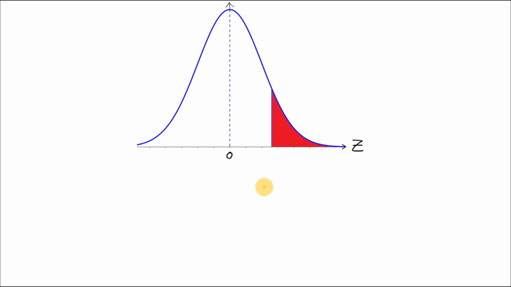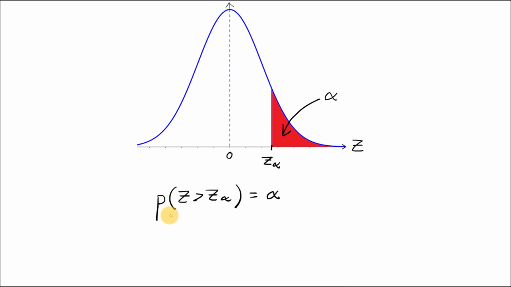From a probability table, you can find out the probability of this red area here, and let's call that alpha. The value on the z-axis that will give the probability here equal to alpha is called z-alpha. For example, if this area has a probability of 10%, then this z is called z 10%. So for this z, we will have 10% probability here.